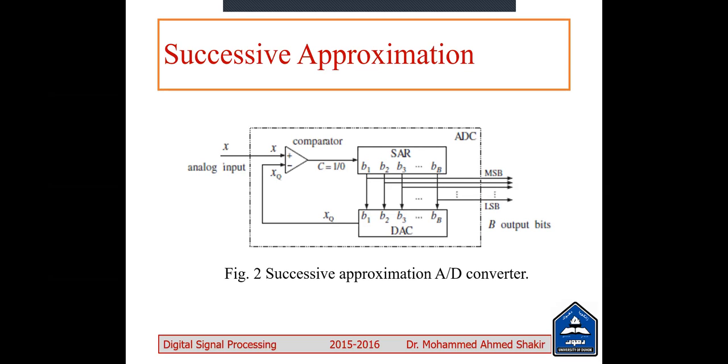For example, in round one, the output of the comparator means the value of B1. In round two, the output of the comparator will be the value for B2. Round three for B3, up to round B capital B. At that time, the whole process of the successive approximation A to D converter will be finished, and the bits stored in the shift register, the successive approximation register, will be transferred to the output of the ADC converter and go to the next step.